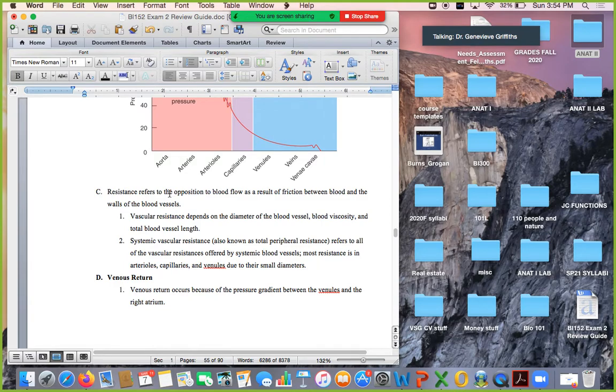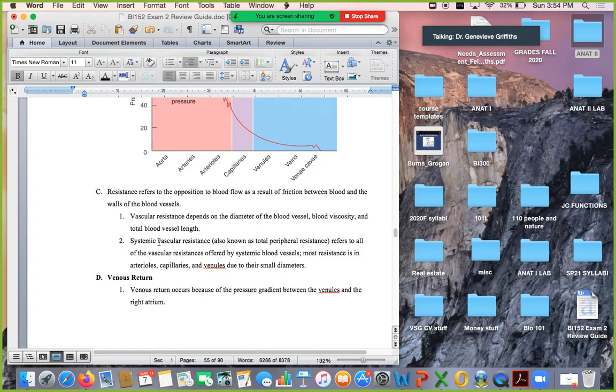Now, when I mention resistance, that refers to the opposition, or how much pressure is coming back in resistance to blood flow, typically resulting from friction between the blood and the walls of the blood vessels, right? Vascular resistance depends on a couple of things. How wide is the blood vessel? How viscous is the blood? So how thick is your blood? And how long is the total blood vessel length?